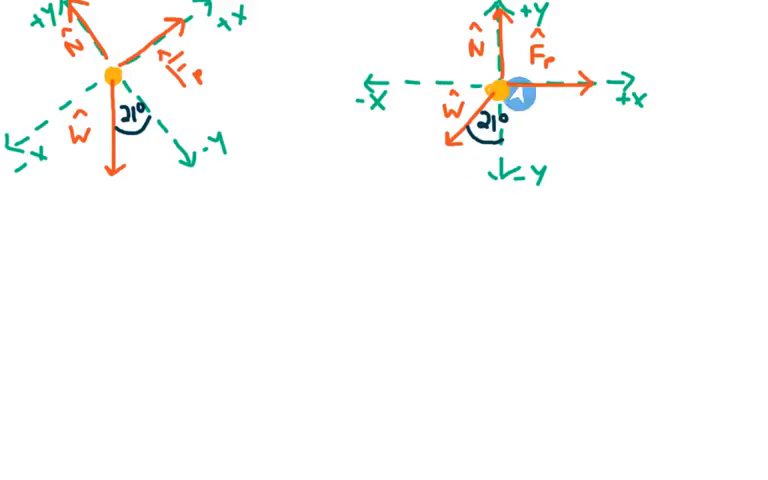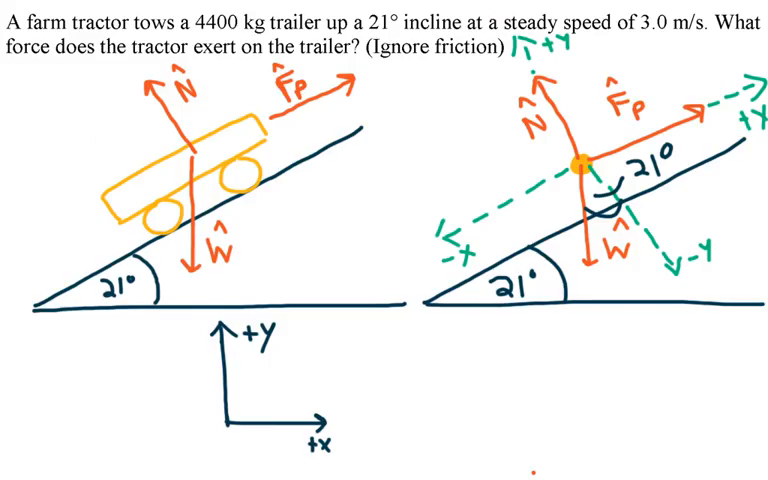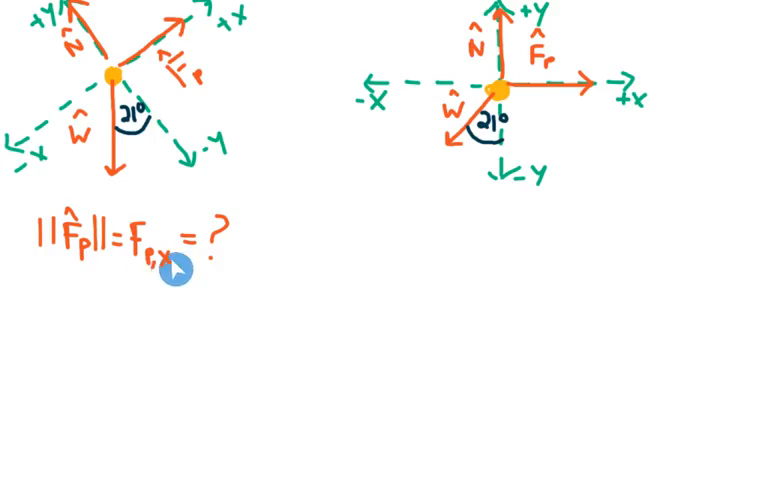Because we have set up our coordinate system the way that we have, you can see that the force pull is directly along the positive x-axis. So it's not going to have a y component in this situation. It's only going to have an x component. So we can say that the magnitude of the force pull is equal to the force pull in the x direction, FPX, and we don't know what that is. That's what we are looking for: the force that the tractor is exerting on the trailer.